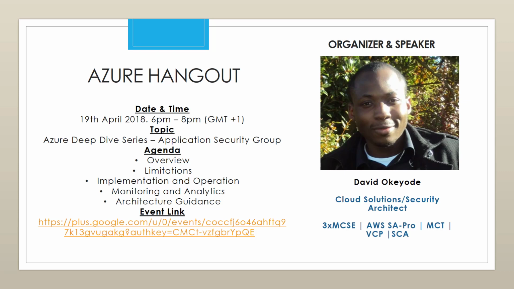So this is the very first session in this whole Azure Deep Dive series, and I'll be covering application security groups. We'll see what the feature is, how it functions, how we implement it, how we deploy it, how we can monitor it if we want to, and then I'll provide some architectural guidance on how we can use it properly within Azure design.